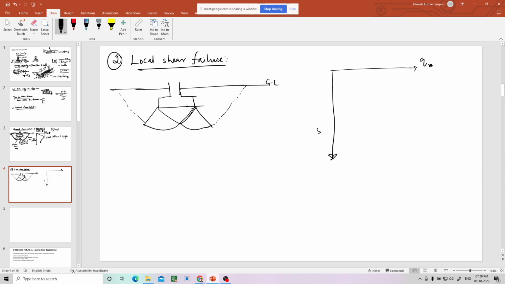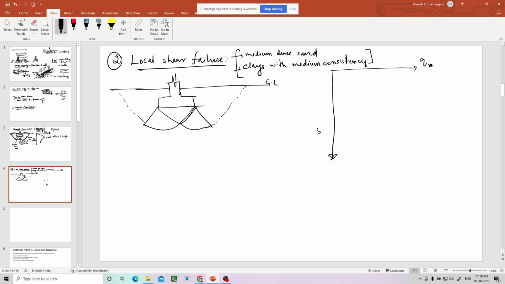Now whenever you apply this, local shear failure happens in medium dense sand or clays with medium consistency. Okay, now we'll see the load settlement graph.